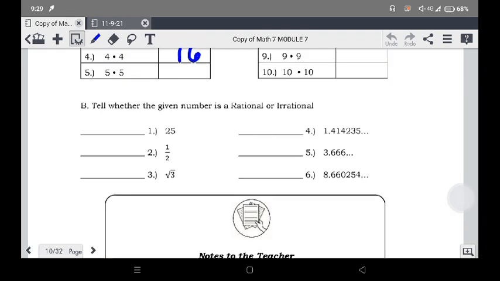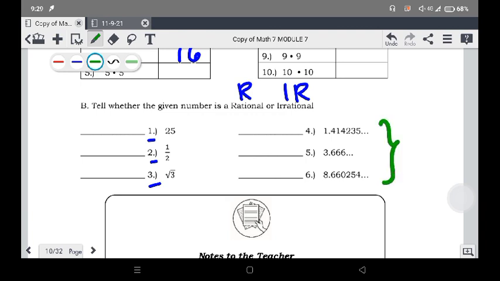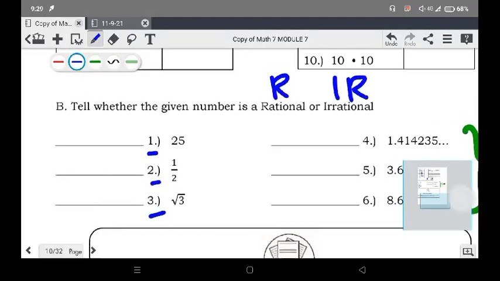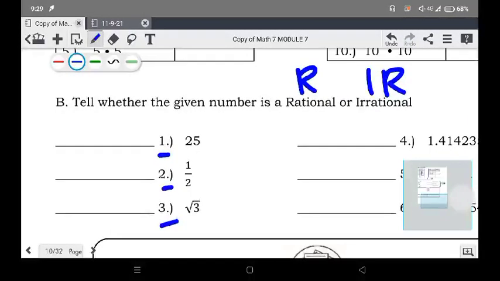Next in here, you have to identify whether the given number is a rational or an irrational number. So we will write R for rational number and IR for an irrational number. So I will do numbers 1, 2, and 3, and you will do the rest. Okay, this will be your work. So learner's work, okay? So here we have the number 25 and number 1. So what is 25? Is it a rational or an irrational number?